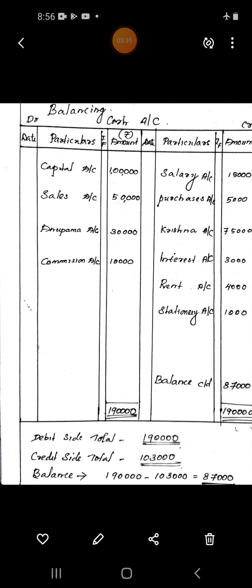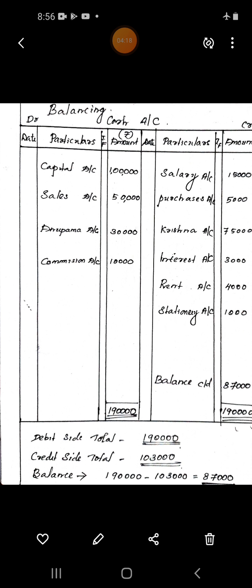Balancing. First you have to write 1,90,000 on both sides, which is the bigger amount. Next, the difference of debit side and credit side, that is 87,000. Write that rupees 87,000 on credit side. In this case, debit side total is more than the credit side total. Since debit side total is more than the credit side total, the balance will arise on credit side.